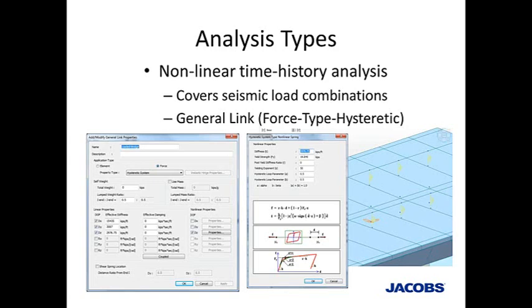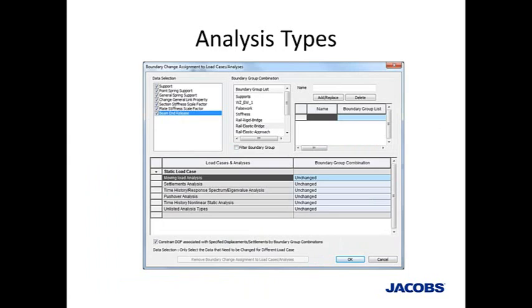Anyway, now this means you need two different longitudinal links. This is where utilizing boundary groups can come in handy. What you need to do is define all of your multilinear elastic links as one group and all of your general links as a separate group. Then you can use the handy boundary change assignment feature, looks like that, to turn those groups on for certain analysis.